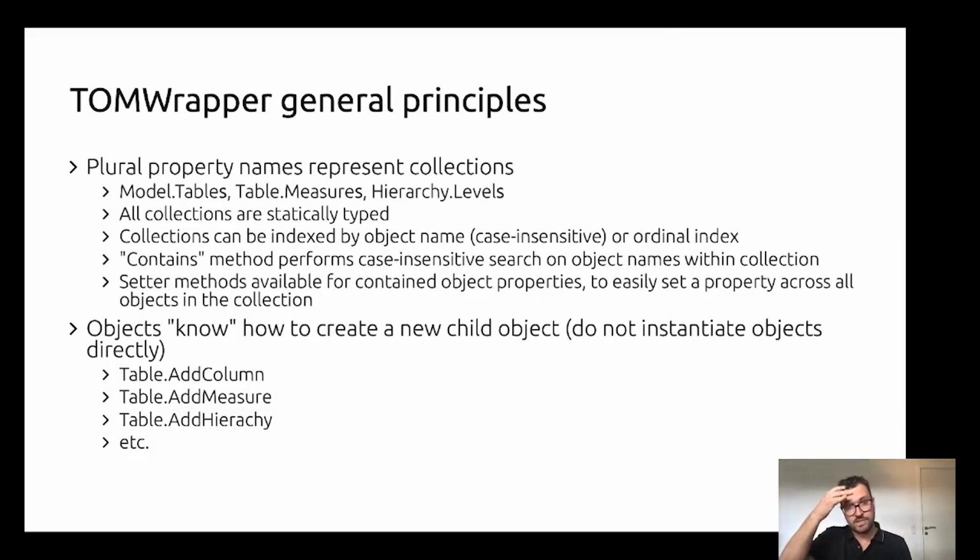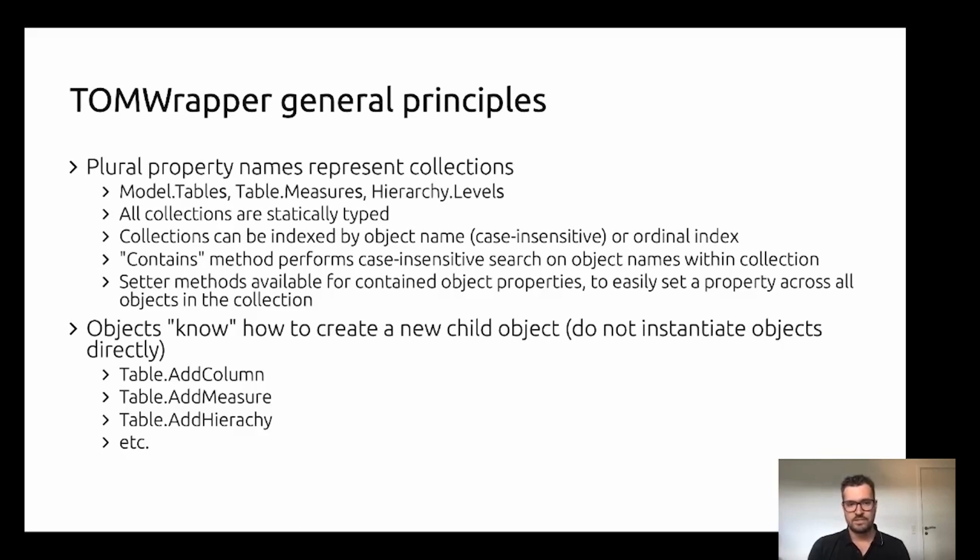So there are some general principles you should be aware of when working with TOM. For example, all properties that have plural names represent collections of objects, such as model.tables, table.measures, or hierarchy.levels. These collections are all statically typed. So tables will be a collection of table objects, measures will be a collection of measure objects, and so on.